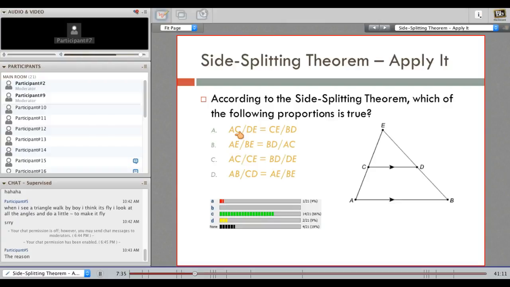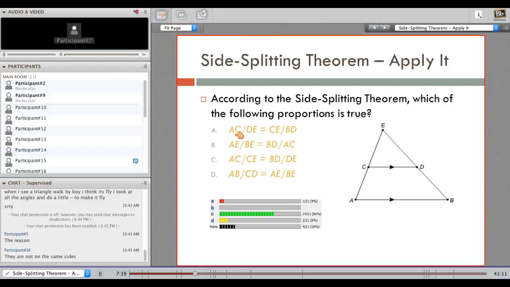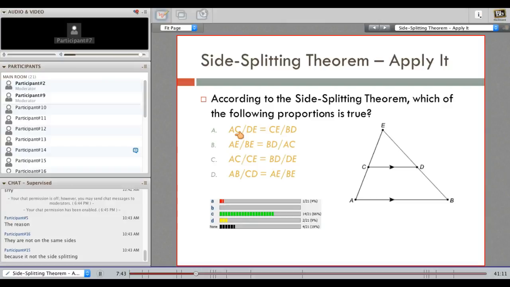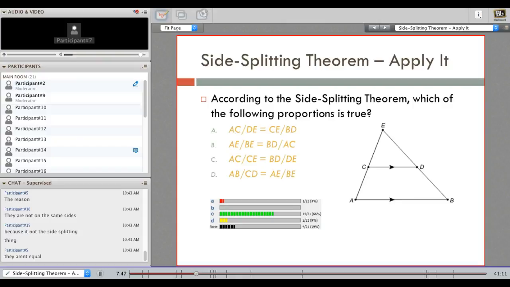Well, for A, basically they're comparing two different triangle sides, and both of those sides are on opposite sides of the transversal. Or, well, not transversal, the upper parallel. Beautiful, beautiful. Give them a round of applause. That's great. And I love that you said transversal, because you are right.